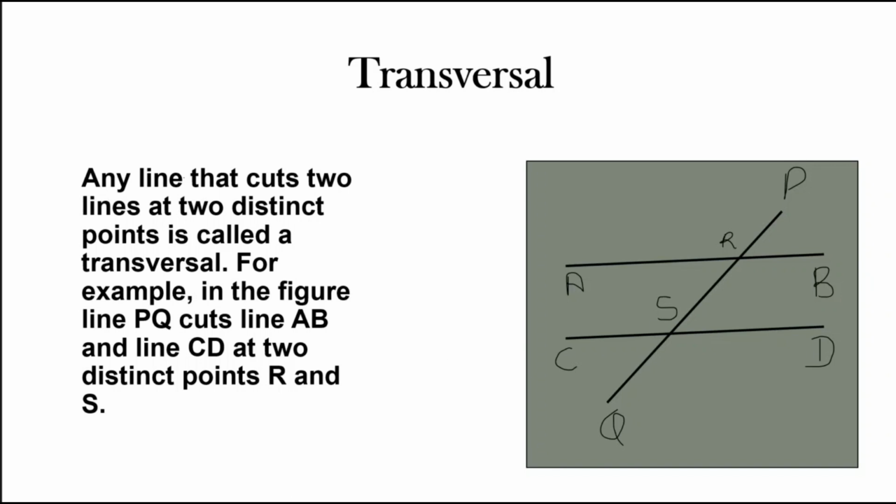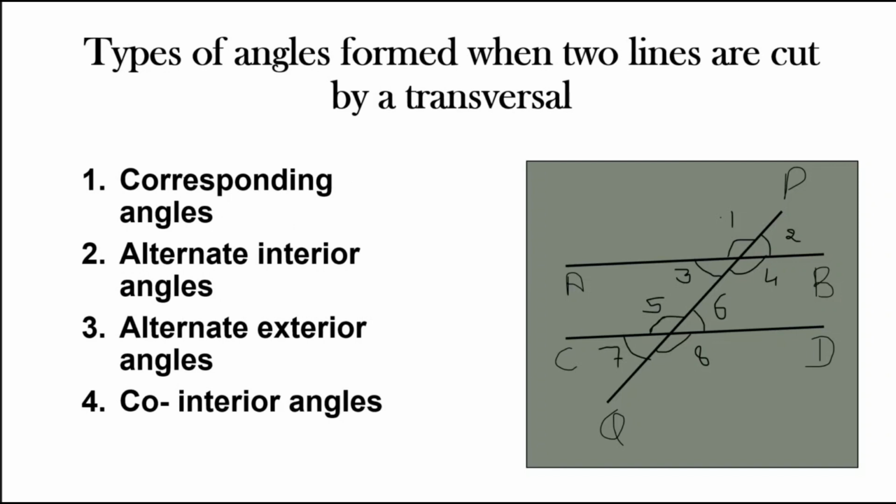Now moving forward. Now the question is, what kind of angles are formed when two lines are cut by a transversal? As you can see in the figure, PQ is cutting AB and CD at two different points. So PQ is the transversal. As we can see in the picture, 8 angles would be formed whenever a transversal intersects two lines.